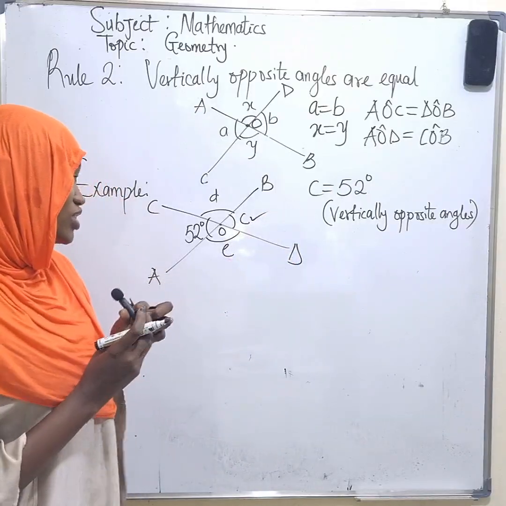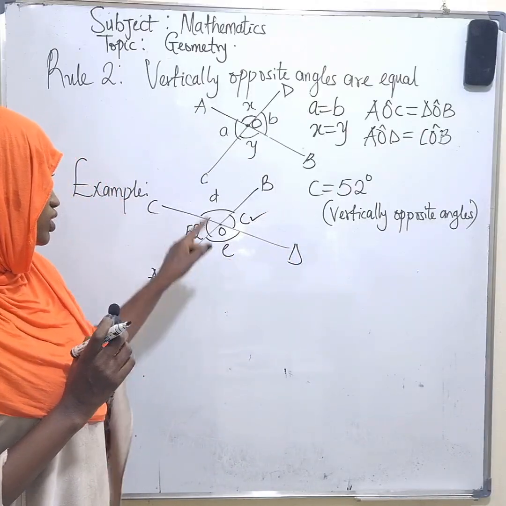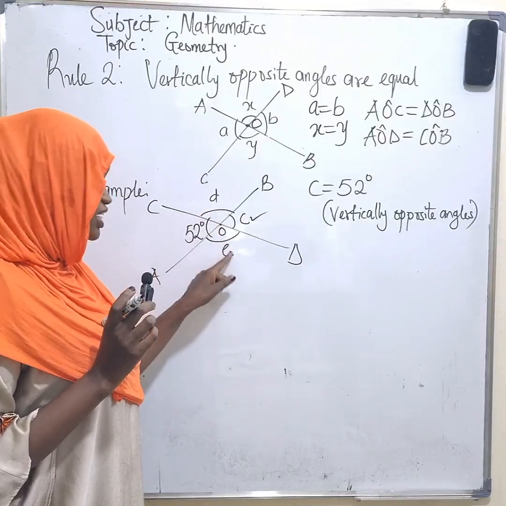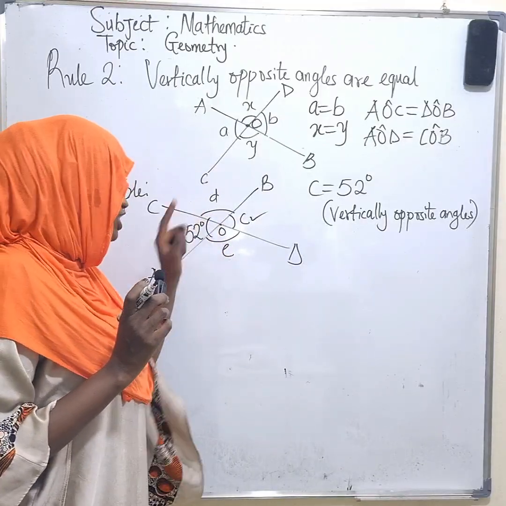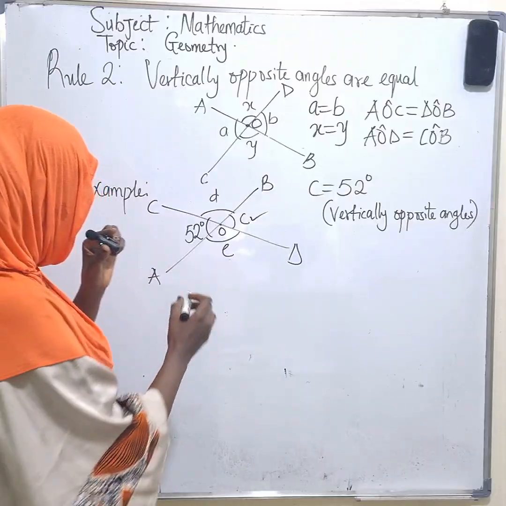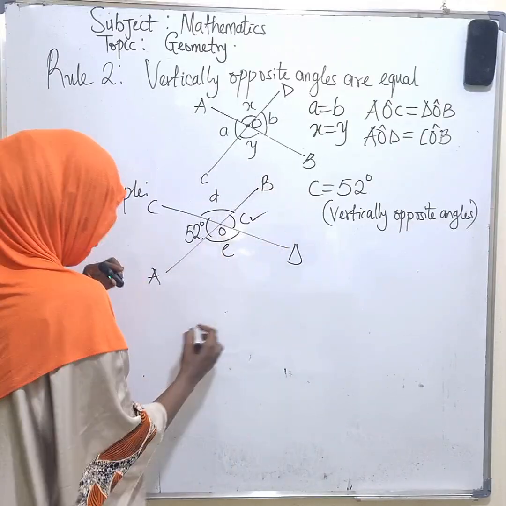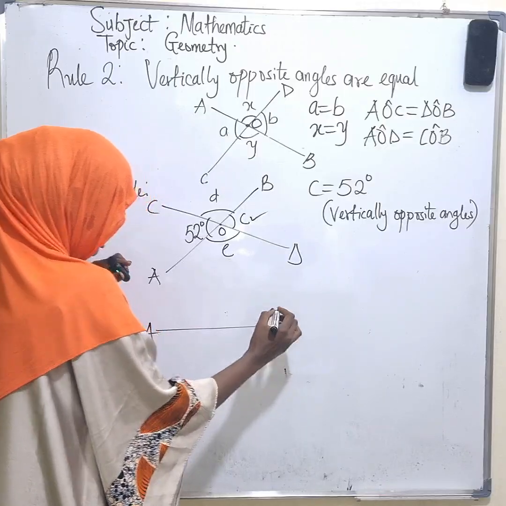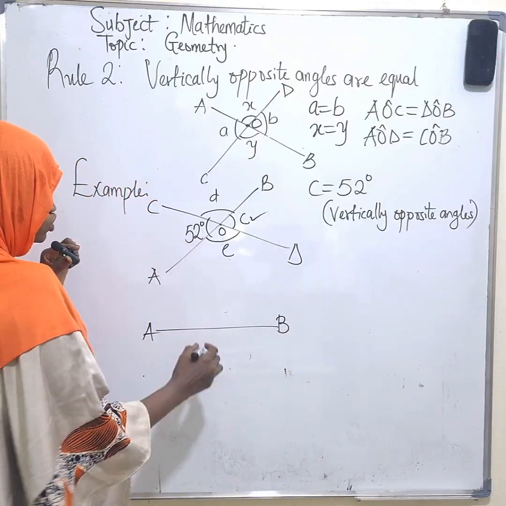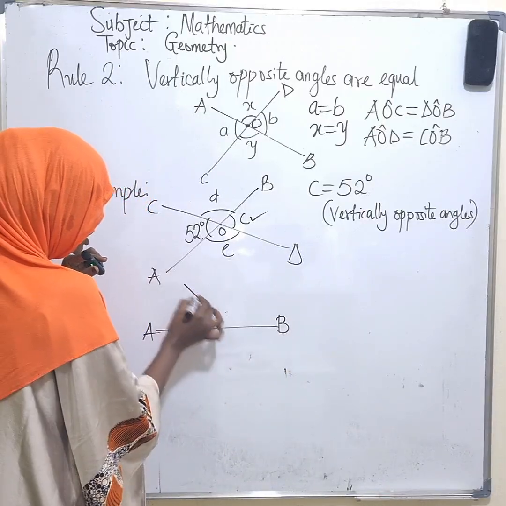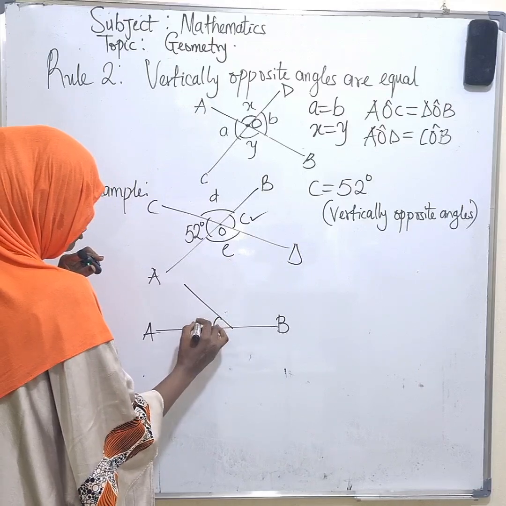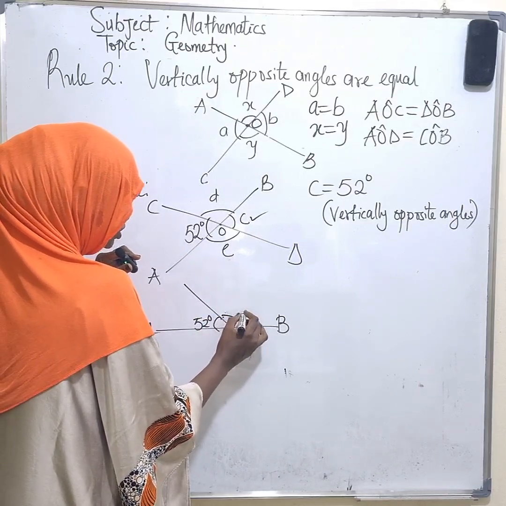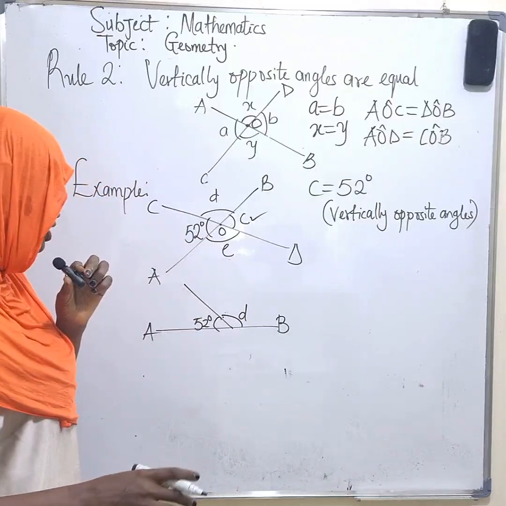Okay, so next we can get the value for D. If you look at it, D and E are vertically opposite, but we have to get the value for D first. And if you look, D is on a straight line like this, which is AB, because this is a straight line AB, right? So we have this angle coming this way. Here we have 52 degrees, and we have angle D on this other side. So we can get angle D here.